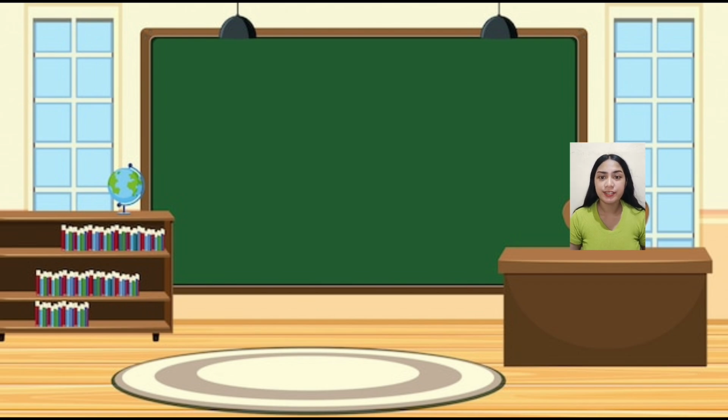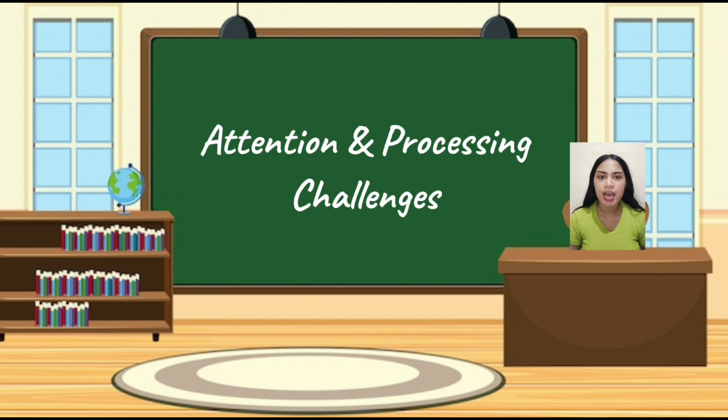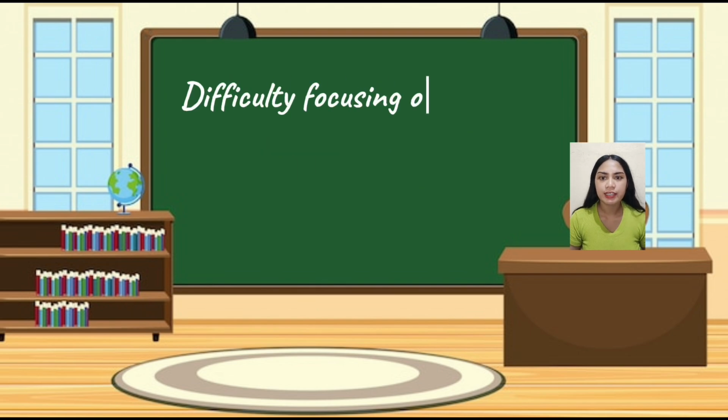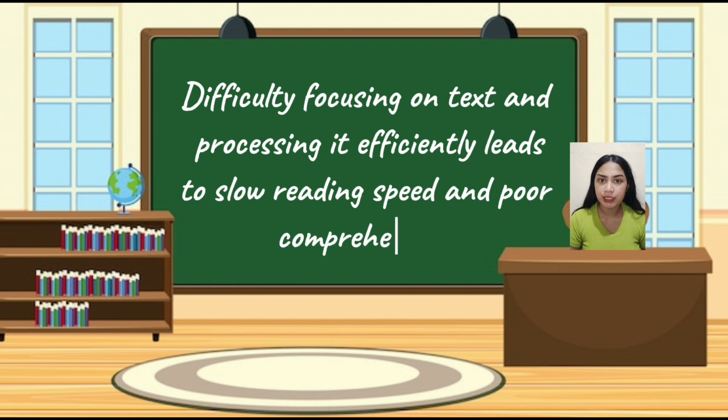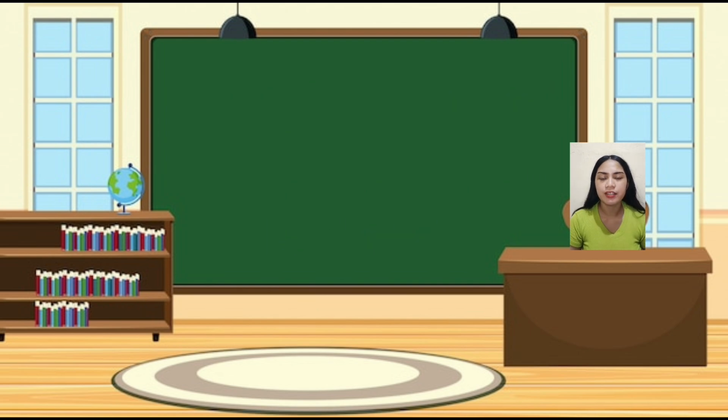The other one is attention and processing challenges. Difficulty focusing on text and processing it efficiently leads to slow reading speed and poor comprehension. Struggling with fluency and comprehension often results in poor vocabulary development and difficulty understanding written instruction.